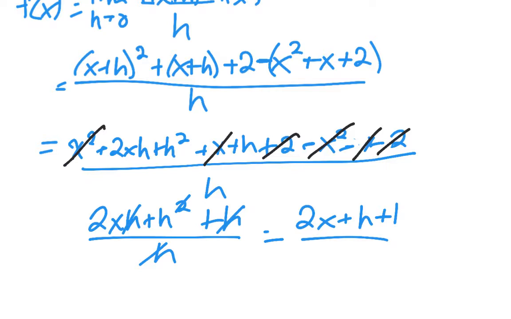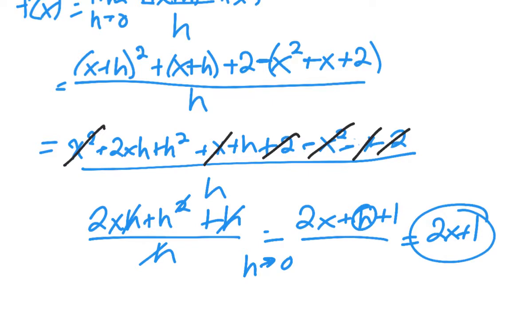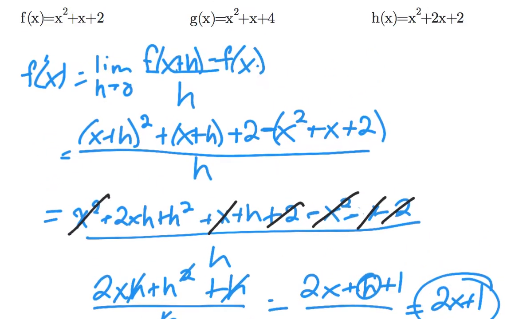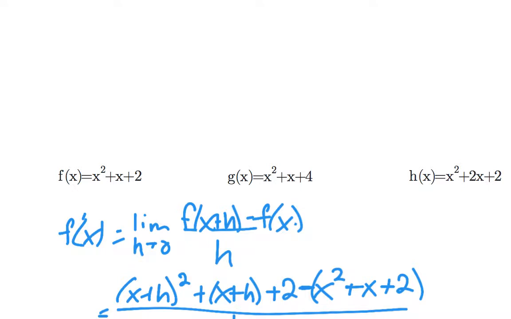And remember, this is when h goes to 0. So this h becomes 0. So this is a 2x plus 1. So remember that. That's the derivative. I'm going to come up and write it above it, and then I'm going to show you the other ones. So this is a 2x plus 1. This derivative is also a 2x plus 1. And this derivative is a 2x plus 2.